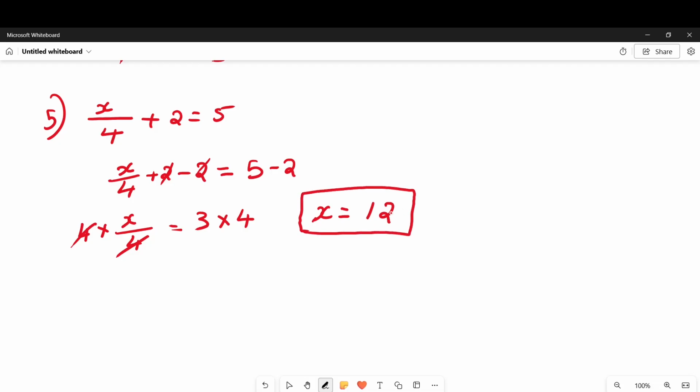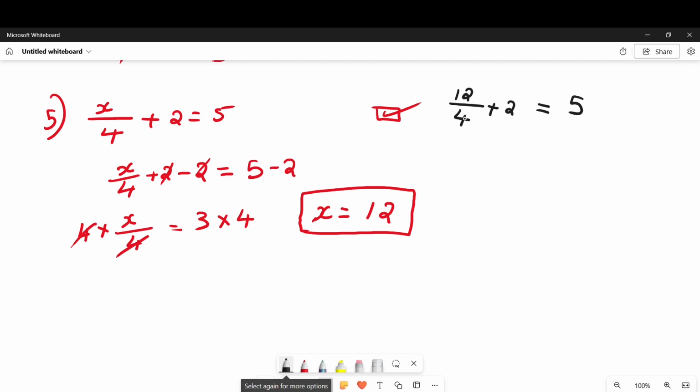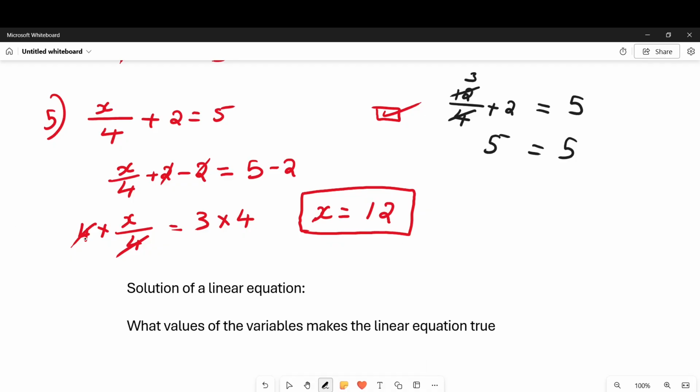So when we replace x with this 12, let's see if the answer is correct or not. Just test it. 12 divided by 4 plus 2 should be equal to 5. What is 12 divided by 4? 3. Yes. So 3 plus 2 is 5. See, this is how we find the value of the variable. If you know the exact value of a variable, then the equation is right. The solution of a linear equation means the values of the variables that make the linear equation true.